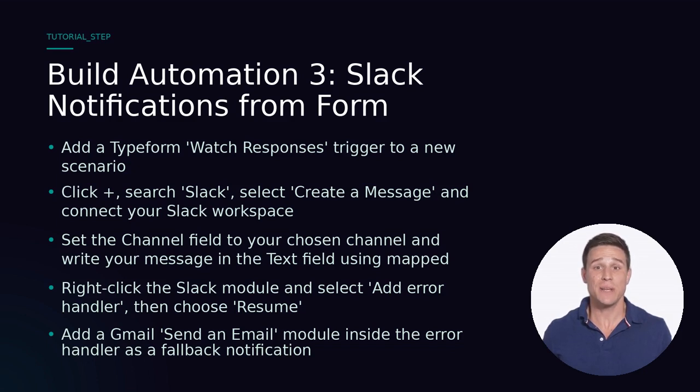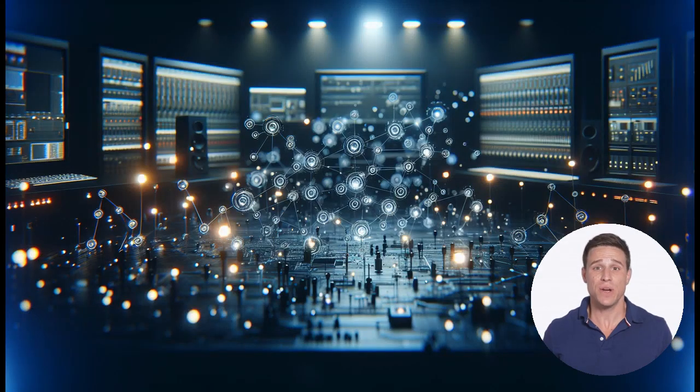Now, here's the bit people skip. Right-click your Slack module and click Add Error Handler. Choose Resume and add a Gmail fallback that emails you instead if Slack fails. That's professional-grade automation right there.